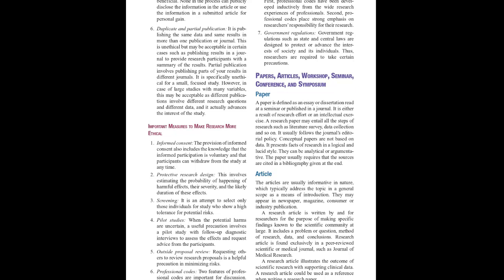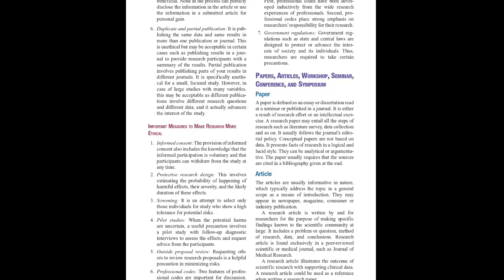6. Professional codes. Two features of professional codes are important for discussion. First, professional codes have been developed inductively from the wide research experiences of professionals. Second, professional codes place strong emphasis on researchers' responsibility for their research. 7. Government regulations. Government regulations such as state and central laws are designed to protect or advance the interests of society and its individuals. Thus, researchers are required to take certain precautions.